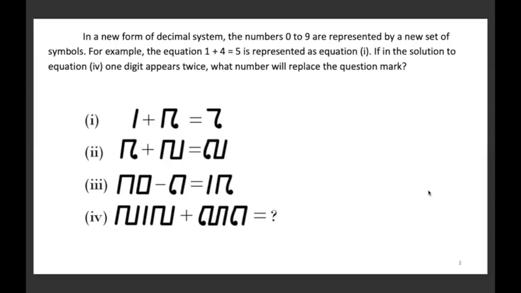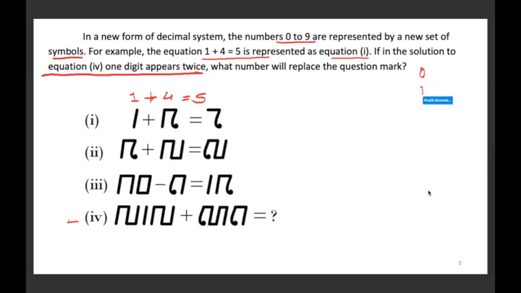Okay, we are given three conditions here. So first we know that in this new decimal system, the numbers are from 0 to 9 and they are represented by some symbols. We are given the first equation: 1 plus 4 is equal to 5. If in the solution of equation 4, one digit appears twice, in the fourth equation one digit is appearing twice. This is the third condition which is given to us.